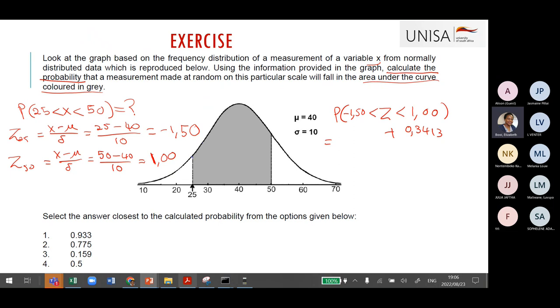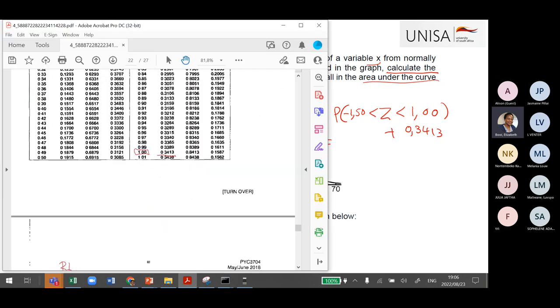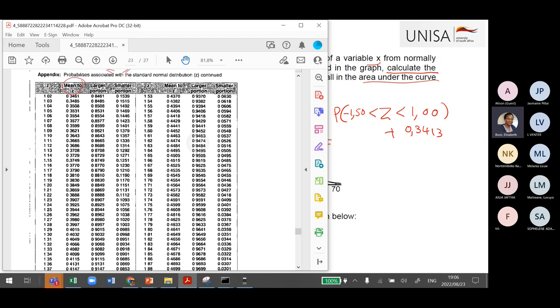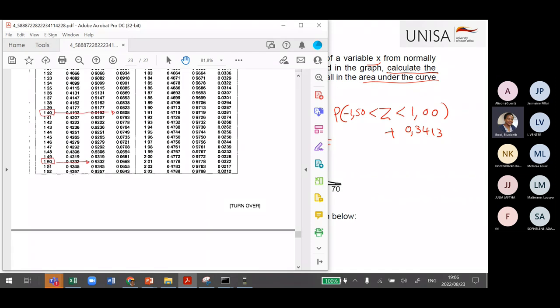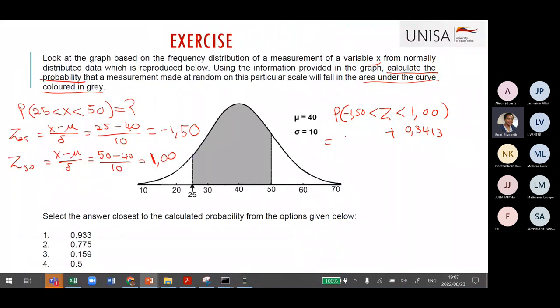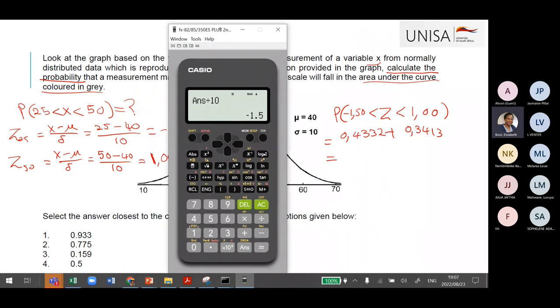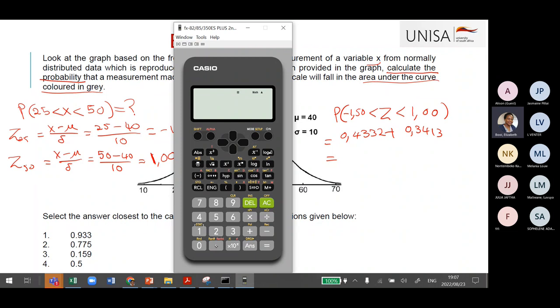So we have 0.3413. I'm going to use plus and then look for 1.5. So 1.5 we will find on this side, 1.50. So we just need the 1.50 mean to Z, which is 0.4332. So the probability between this right here will be 0.4332 plus 0.3413 equals.